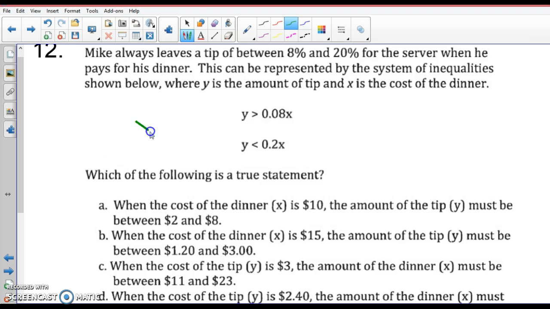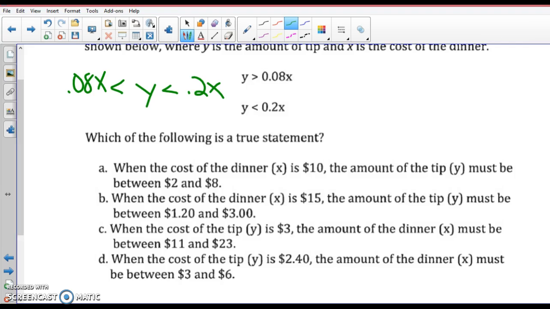Could I write it like this? Is that the same thing? Right? Our tip is somewhere between 8 and 20%, which is what this means. Same thing here, look. The big side is towards y, and the little side is towards y. Which of the following is a true statement? When the dinner x is $10, the amount must be between 2 and 8.